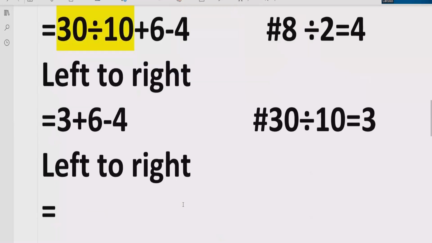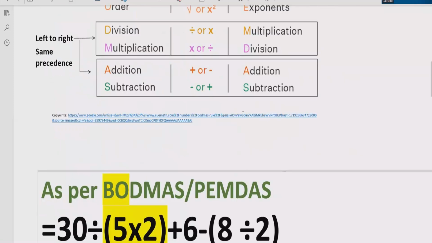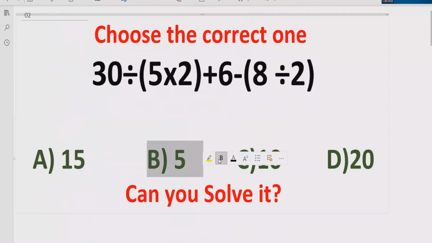Now we will go again left to right and find out addition and subtraction. So here we have two terms which are adding each other. So 3 plus 6 equals 9 minus 4, written as it is. And here we will give the reference: 3 plus 6 equals 9. Then we will get the answer, which is 5. So the answer of the given expression is 5. If you see the answer list, answer B is the correct answer.